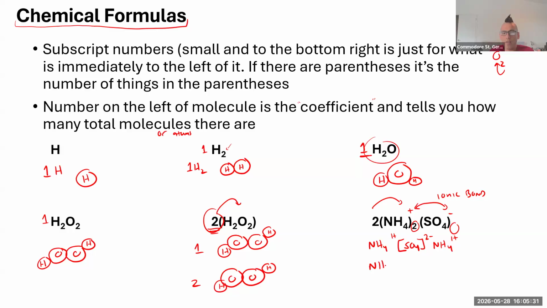So that means we have this, right? So we have one and we have two of them. So two NH, this is called ammonium sulfate. We have two molecules of ammonium sulfate, or 2 units of ammonium sulfate.